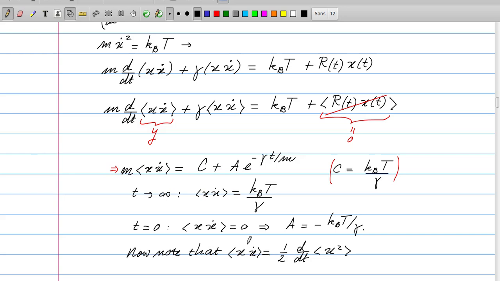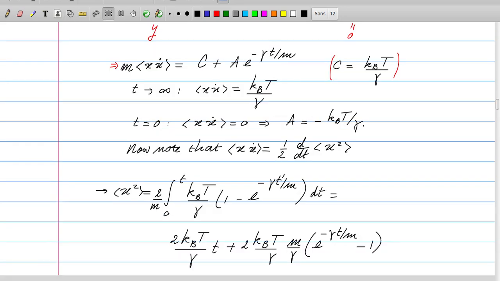And it's important to note that we can write x dot as half times the time derivative of x squared. This implies that we need to integrate once more in order to find x squared itself. This is the derivative of x squared. And if we then perform the integral, we arrive at the following expression: 2 kBT over gamma times t plus 2 kBT over gamma m over gamma times e to the power minus gamma t over m minus 1.